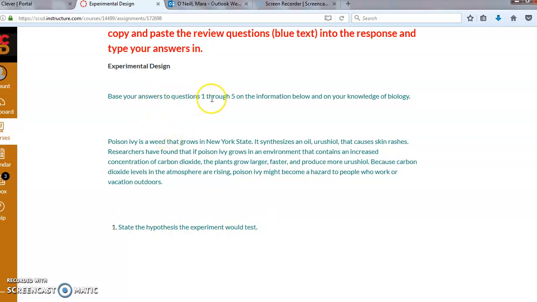Base your answers to questions 1 through 5 on the information below and your knowledge of biology. Poison ivy is a weed that grows in New York State. It synthesizes an oil, urushiol, that causes skin rashes. Researchers have found that if poison ivy grows in an environment that contains an increased concentration of carbon dioxide, the plants grow larger, faster, and produce more urushiol. Because carbon dioxide levels in the atmosphere are rising, poison ivy might become a hazard to people who work or vacation outdoors.